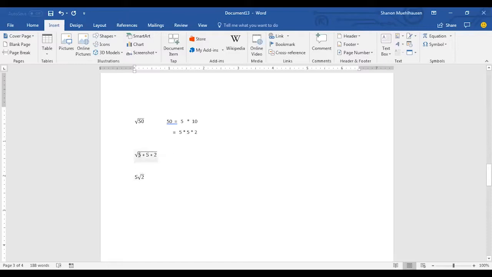Another way to think of this is 5 times 5 is 25. The square root of 25 is that 5. The 2 is left underneath.